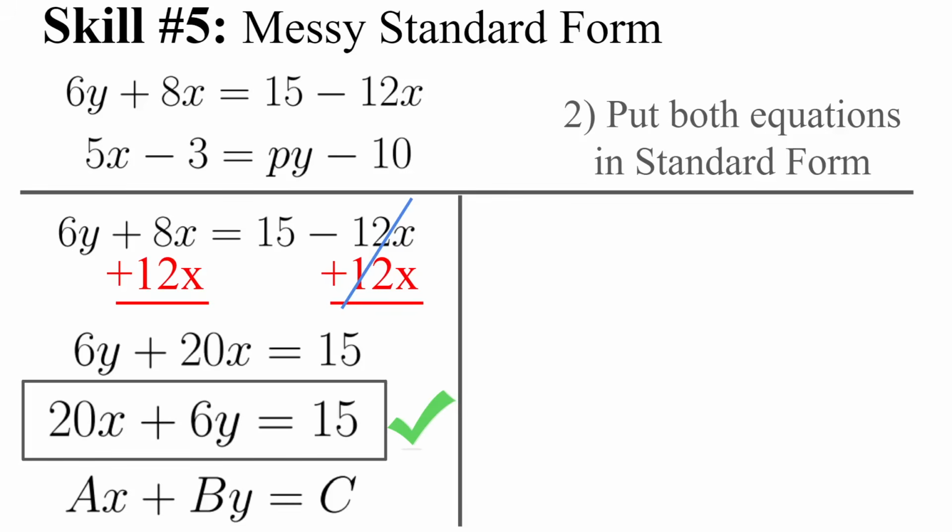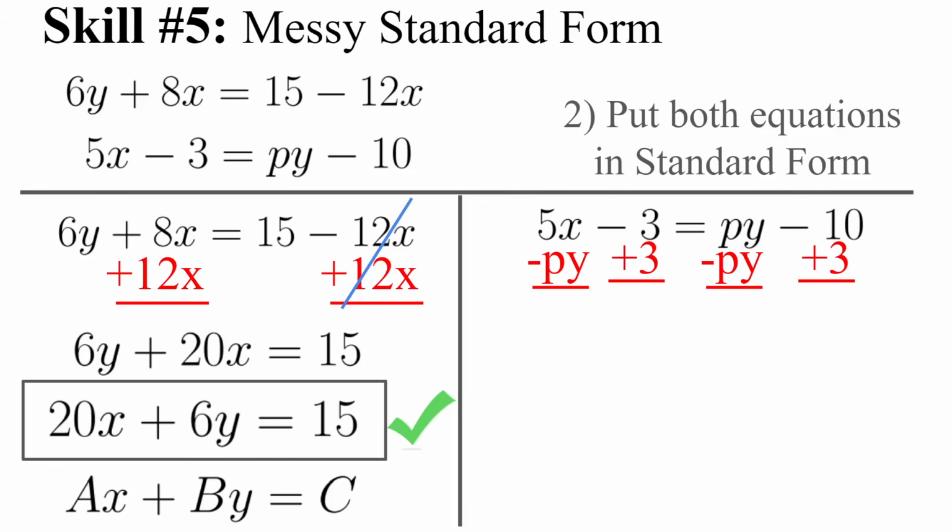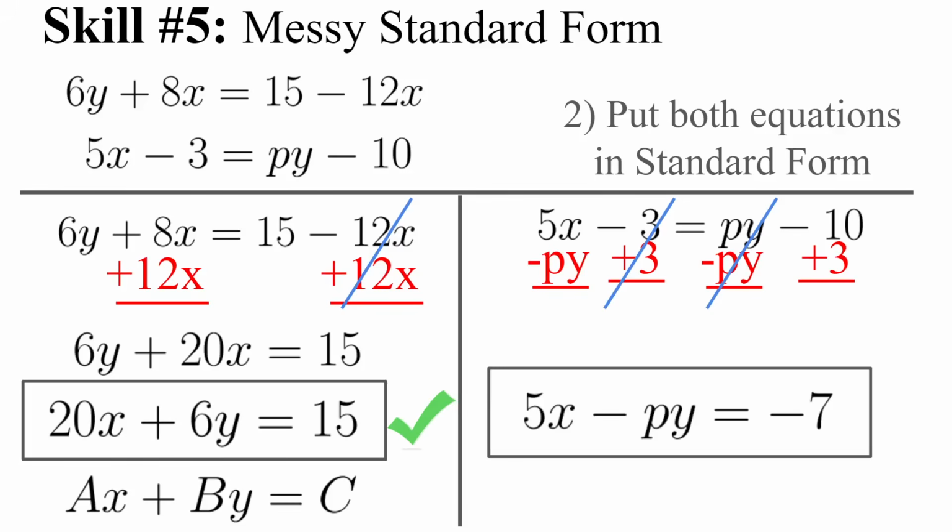Now we are going to do the other equation, and really there's two things out of place here. That negative 3's got to go to the other side, so we should add 3 to both sides. And that y term should be on the other side, so we're going to subtract py from both sides. Cross that guy out, cross that guy out, and you should be left with 5x minus py equals negative 7. And hopefully that's standard form, which I think is good.